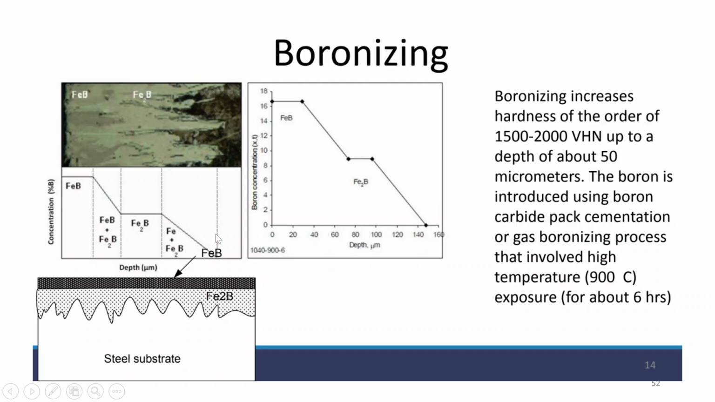And near the surface we can see there is FeB type of compound formation, and below that we have Fe2B type of compound formation because it is an iron rich layer, and this is the steel substrate. So there are various layers that are formed of FeB, then a combination of FeB and Fe2B, then you have Fe2B and then Fe plus Fe2B.